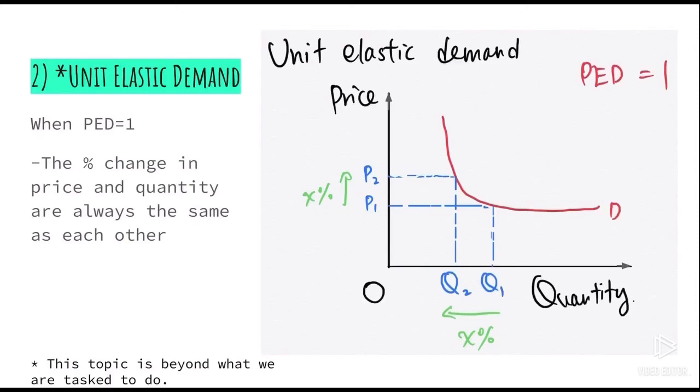And when the PED is equal to 1, the percentage change in the price and quantity are always the same as each other, and it is usually a curve, as shown in this graph below.